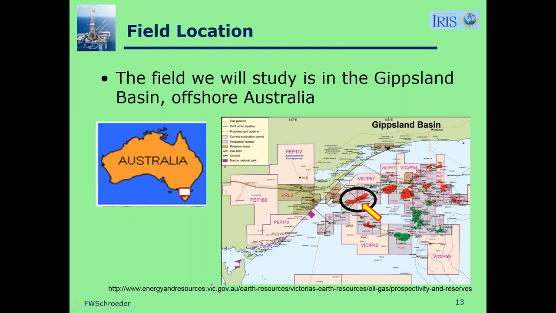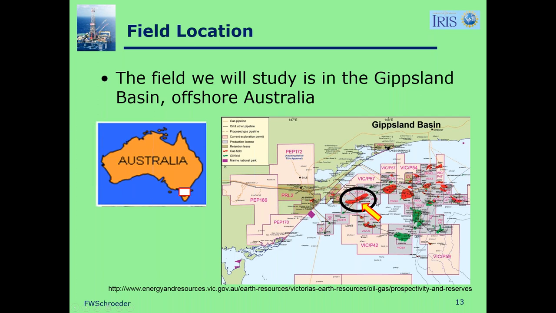So the field that we're going to look at is off of Australia. So here's an index map, the continent of Australia. The little island here is Tasmania. The water in between Tasmania and the main continent of Australia is the Bass Straits. And there's a sedimentary basin within the Bass Straits that's called the Gippsland Basin.